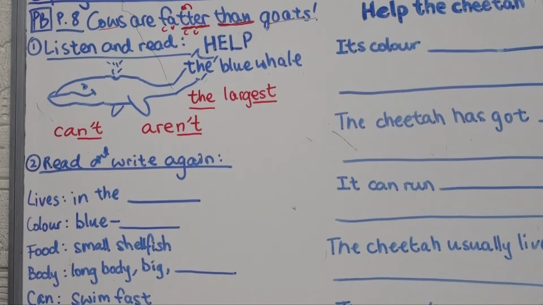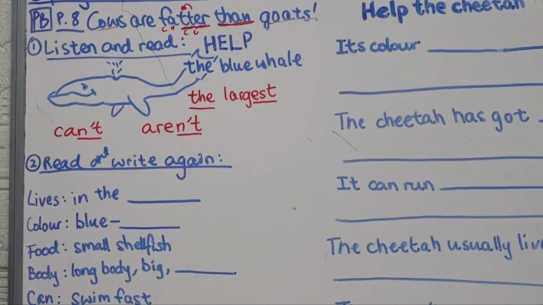1, 2, 3. The blue whale is the largest animal in the world. It lives in the sea. Its color is blue-gray and it eats small shellfish. The blue whale has got a long body and a big tail. It can swim fast, but it can't stay under the water for very long. The blue whale usually lives for 100 years. There aren't many whales in the world. They need our help.